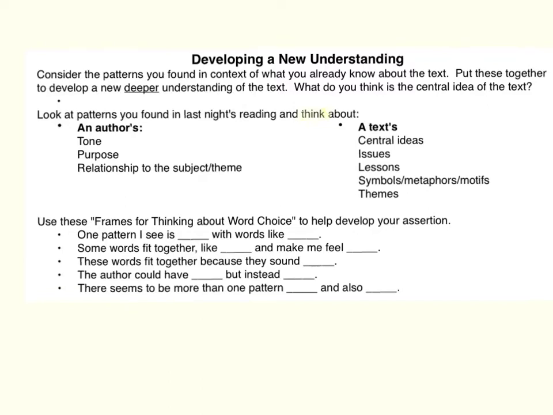So here it is. The last thing that you're going to have to do is develop a new understanding based on the words that you found in the first part of chapter 1. In this case, the first thing we have to do is try to figure out what the central idea of the text is. Let's look back at your patterns and decide on one. I have a sample one that we're going to look at.